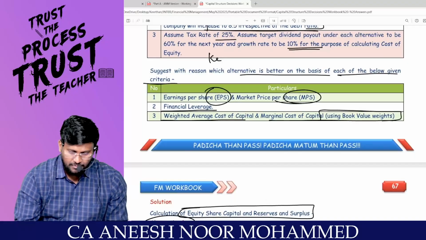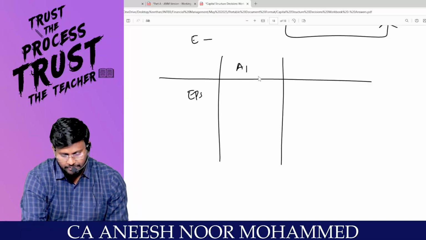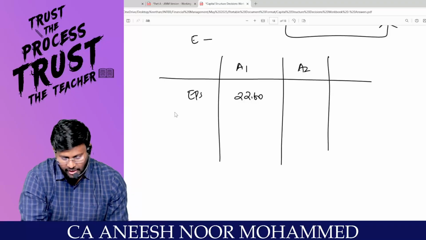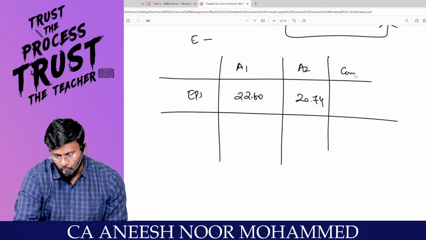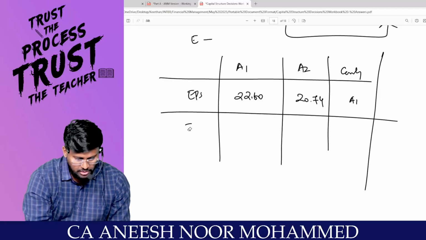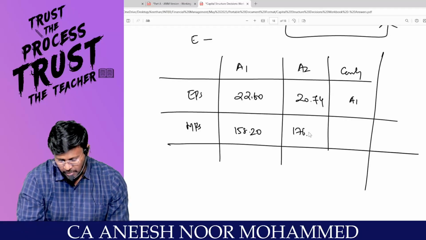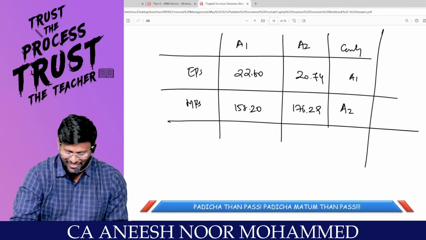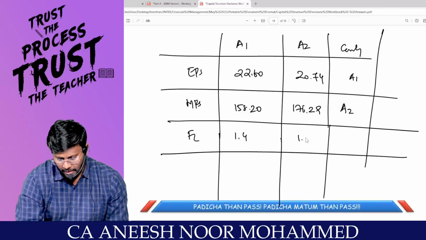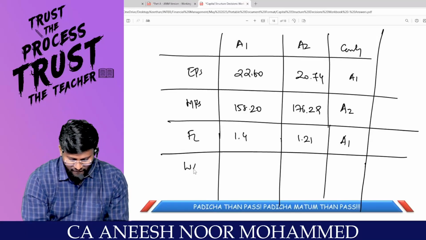Sir, as per EPS, market price, MPS. So you have to write EPS. What is the EPS for alternate number 1? 22.60. Alternate number 2, 20 point something. Conclusion: alternate number 1 based on EPS. Then MPS: 158.2 for A1, 176.29 for A2, so alternate 2. Financial leverage: 1.4 and 1.21. A1 is better, having the highest financial leverage. Right, sir? Next one.